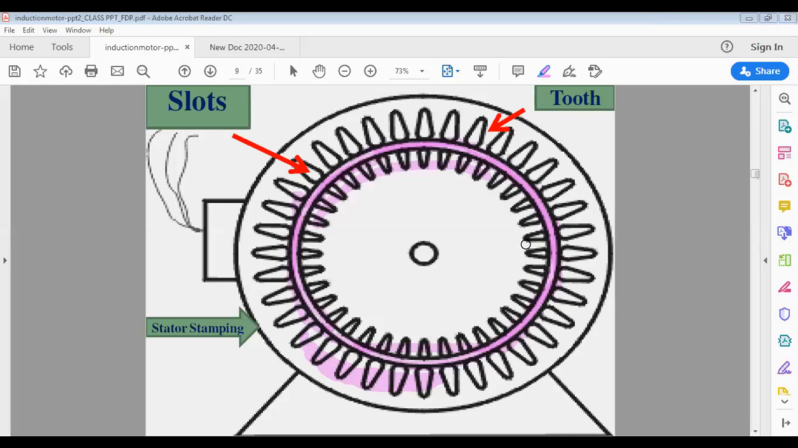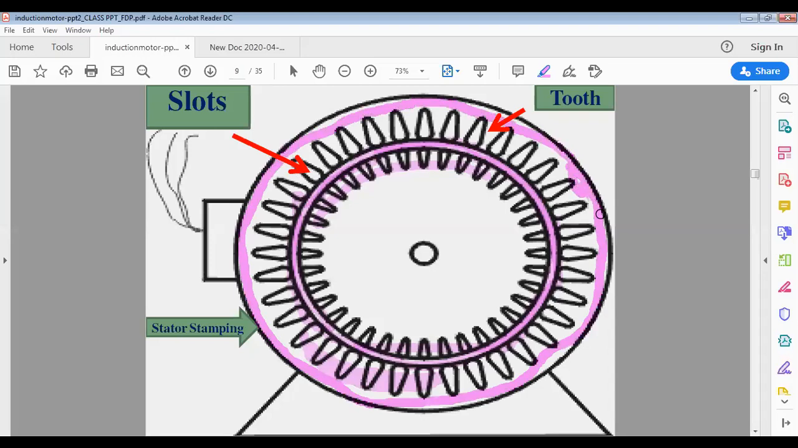Why silicon steel? If you are using silicon steel, then which loss will be less? Who can tell? Hysteresis loss. Very good, Nikita. Okay, hysteresis loss will be less. So this stator core is made up of silicon steel, so hysteresis loss will be very less. Then again, it is not solid. It is made up of laminated construction.